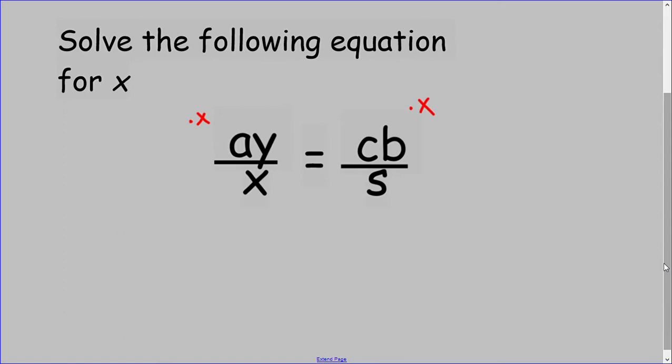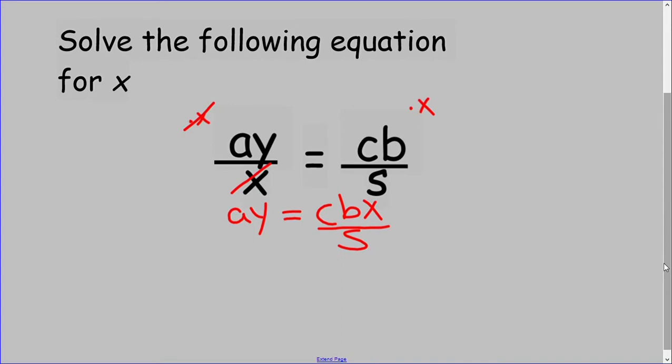X divided by x on the left is going to give me 1. So these terms effectively cancel out, and that's really the reason for doing the step. So what you have left is A times Y is equal to C times B times X over S.